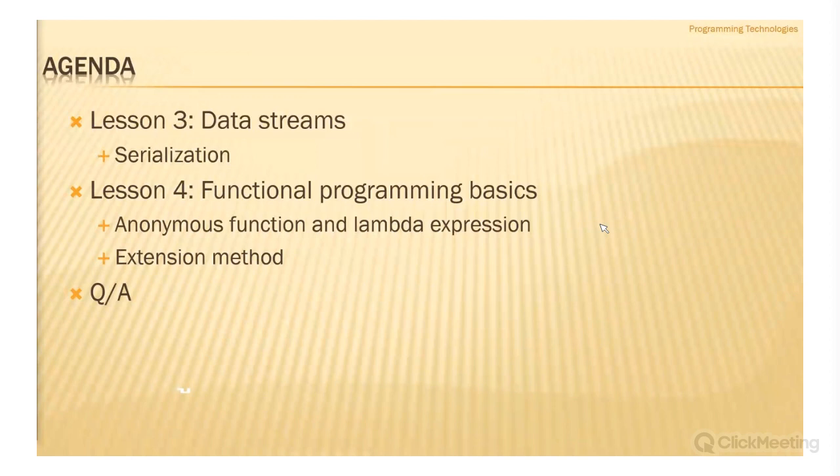Today we are talking about functional programming, and we have two topics on the list: anonymous function and lambda expression. It is the first item, but as you can see, it is two independent topics, anonymous function and lambda expression. They are two independent topics, but actually both topics have the same background. Next, we will talk about the extension method. In the meantime, we'll discuss some very important things related to the unit test.